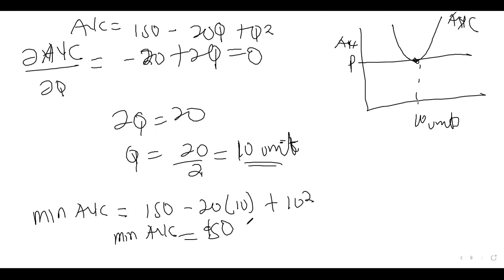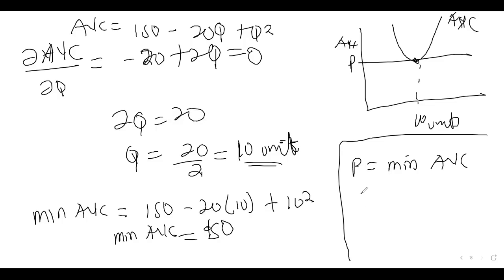Okay. And we are saying that at the shutdown point, the price should be equal to the minimum of the average variable cost. So it means that the price is equal to 50 at the shutdown point. That means that below the price of 50, you have to shut down, because the price at the shutdown point is 50.